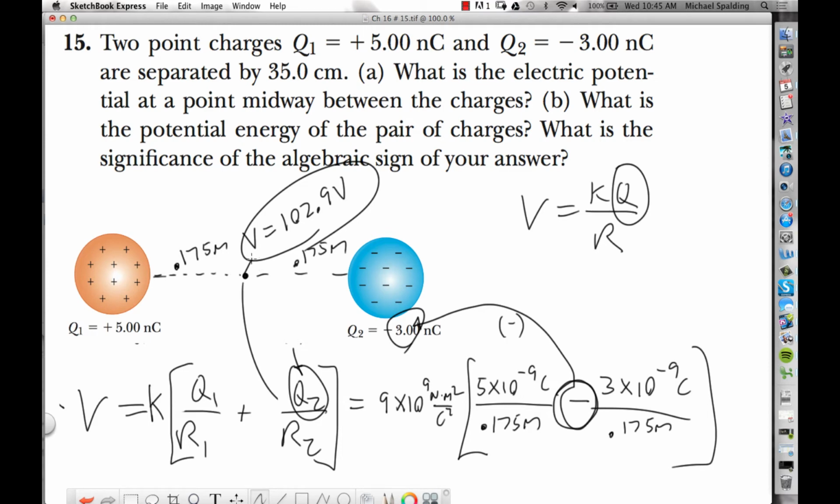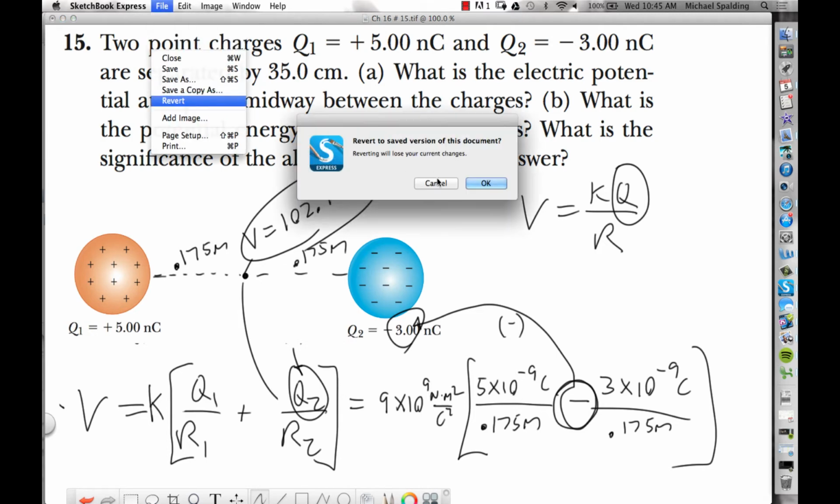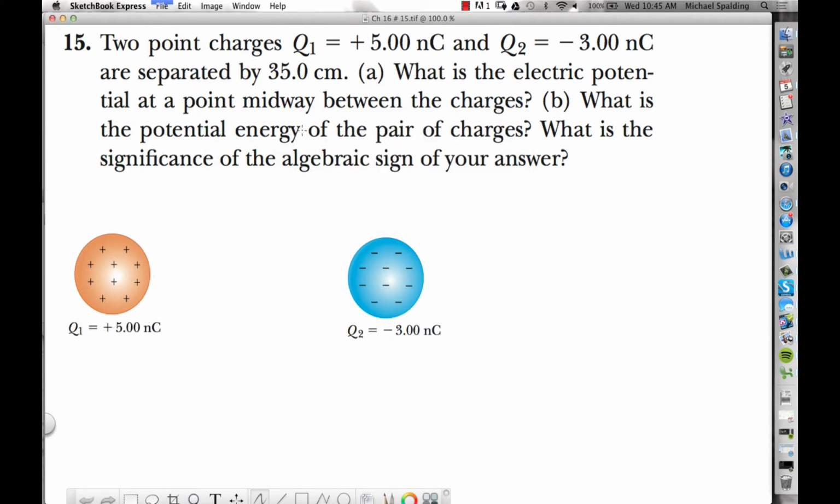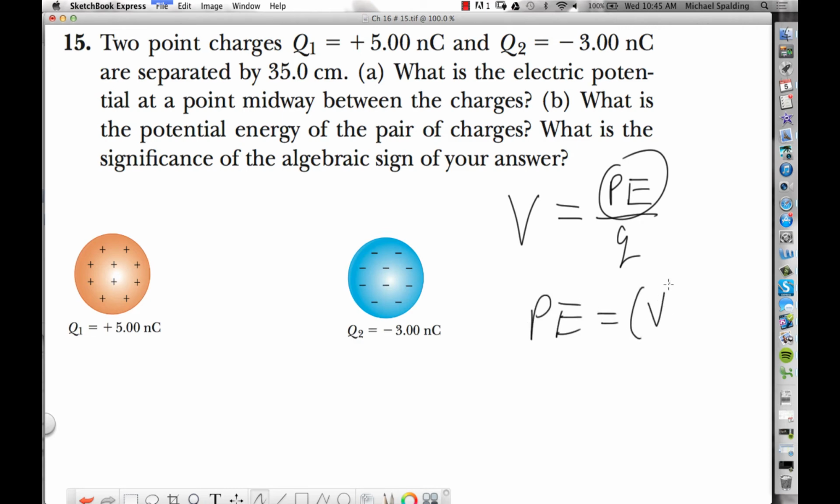Okay, now question B is tricky. What are they talking about? They're saying, what is the potential energy of the pair? So look, here's the definition for electric potential. The definition for electric potential is potential energy per charge. So if you want potential energy, you go like this. Potential energy is going to be electric potential multiplied by charge.